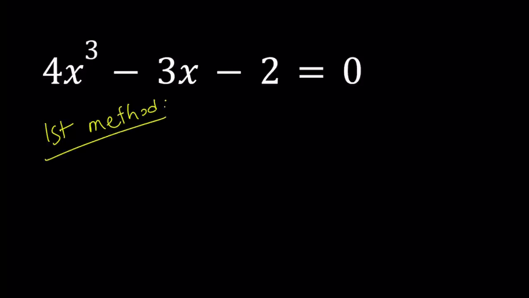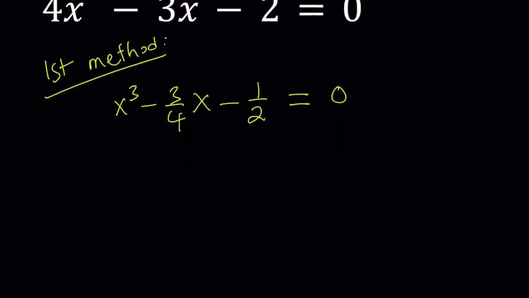For my first method, I'm going to divide both sides by 4 to get a monic polynomial. Monic means the leading coefficient is 1. 2/4 is 1/2. So we get our monic cubic.